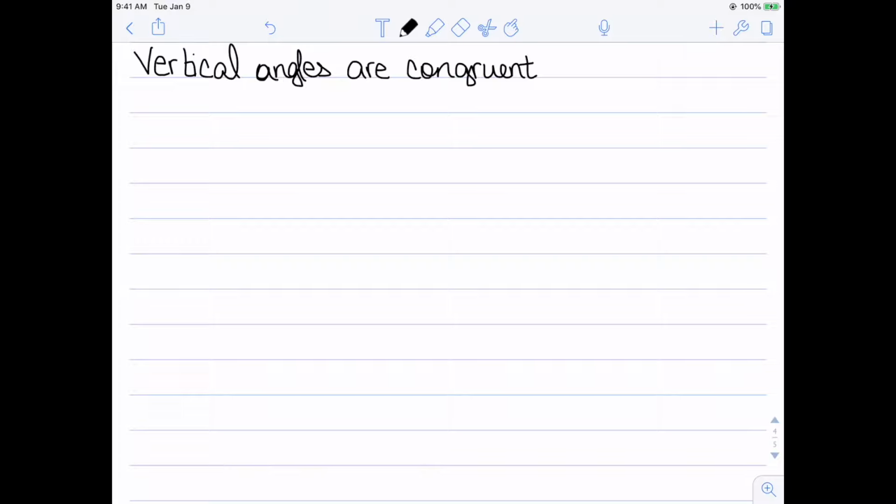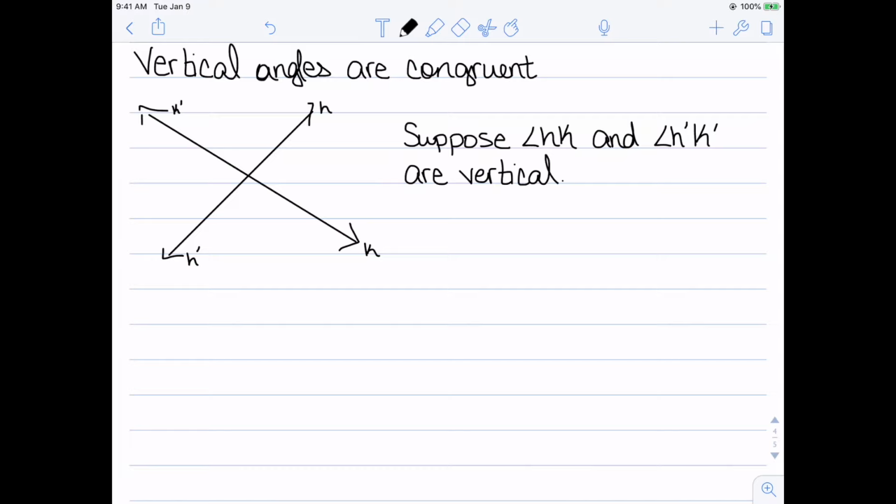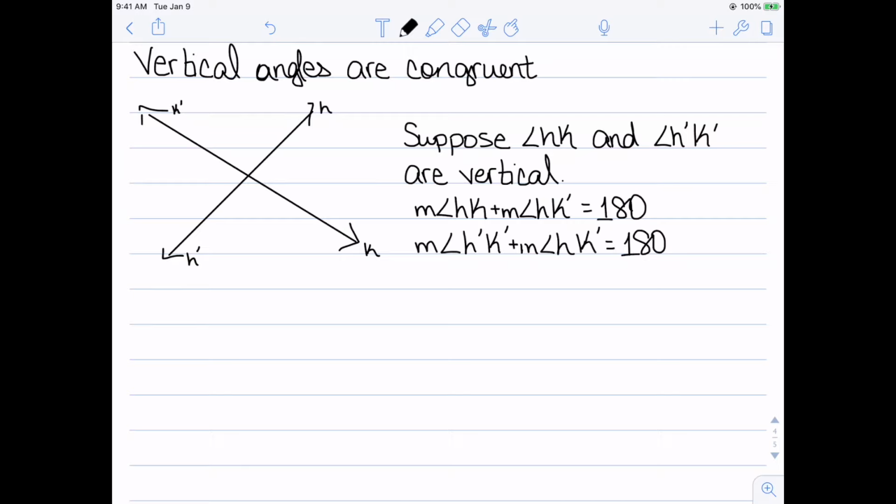We'll now prove the theorem that vertical angles are congruent. So here's a little bit of a diagram that'll help us visualize what's going on. Let's start by supposing our two angles HK and H prime, K prime are vertical. Since K and K prime are opposite rays, I know that the measure of angle HK plus the measure of angle HK prime has to be equal to 180. In addition, since H and H prime are opposite rays, I know that the measure of angle H prime, K prime plus the measure of angle HK prime has to be equal to 180.